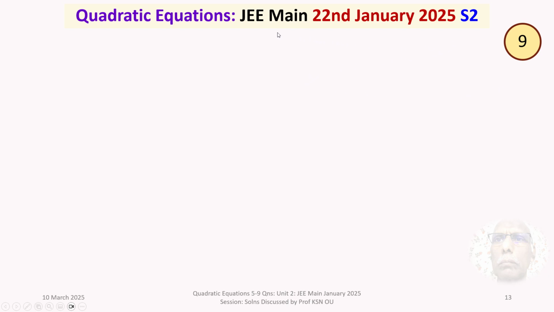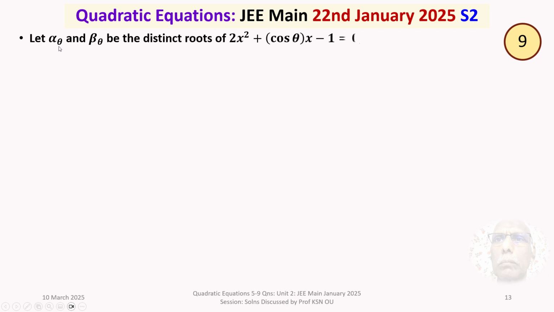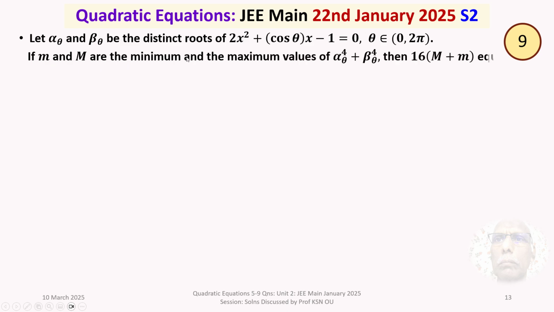This question has appeared in the JEE Main exam held on 22nd January 2025 in the second shift. Let alpha theta and beta theta be the distinct roots of the quadratic equation 2x square plus cos theta multiplied by x minus 1 is equal to 0, where theta belongs to the open interval 0 to 2 pi. If small m and capital M are the minimum and maximum values of alpha theta to the power of 4 plus beta theta to the power of 4, then 16 times (capital M plus small m) equals, we are given 4 options.